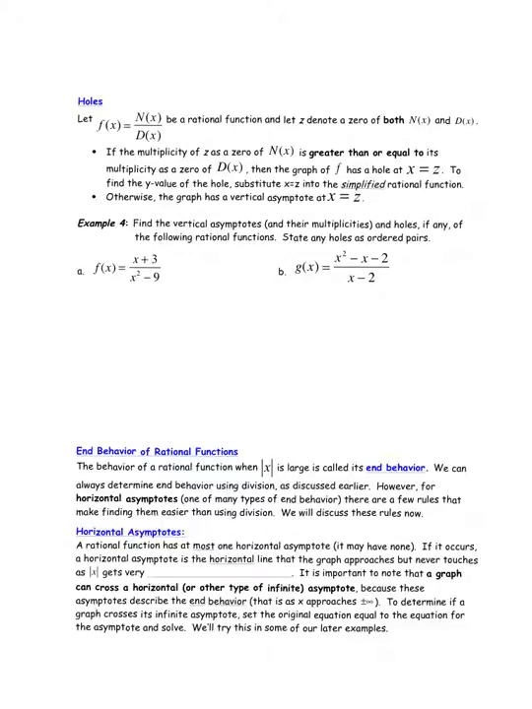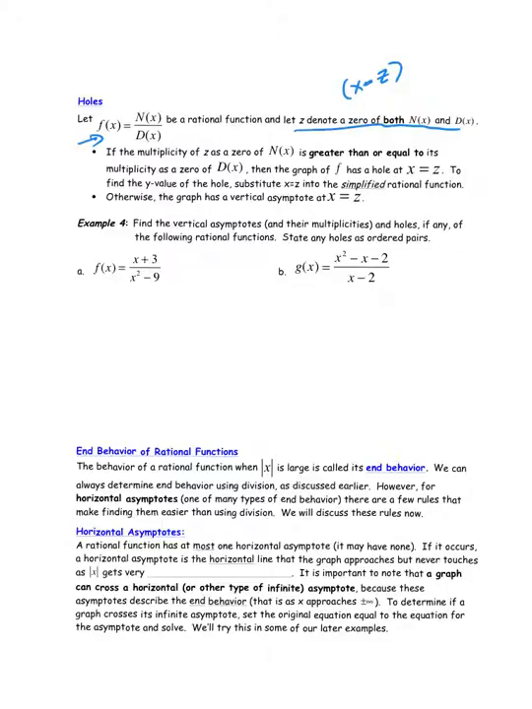hole. So here this paragraph says we're given a rational function, f of x, which is a ratio of polynomial functions, n of x in the numerator and d of x in the denominator. And we're going to have z be a 0 of both the numerator and the denominator, which means we're going to have a factor of the form x minus z in both the numerator and the denominator. So to determine if we have a hole versus a vertical asymptote, we're going to look at the multiplicity of the zeros in the numerator and then in the denominator.